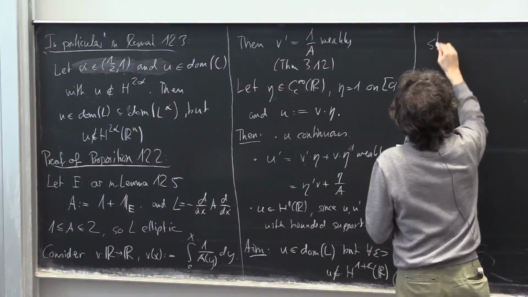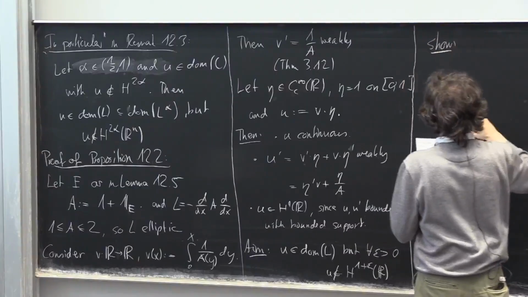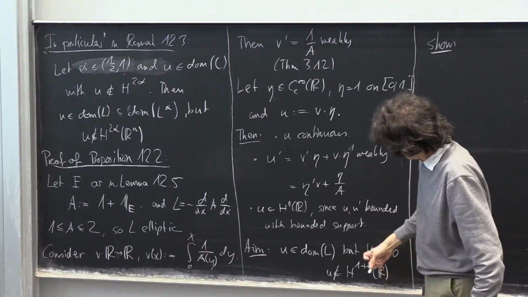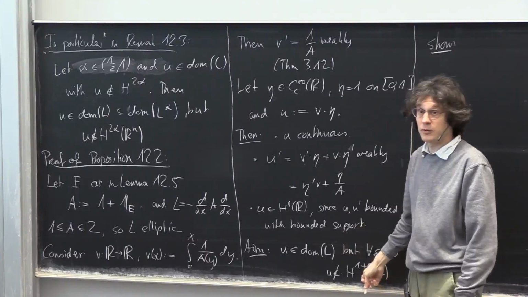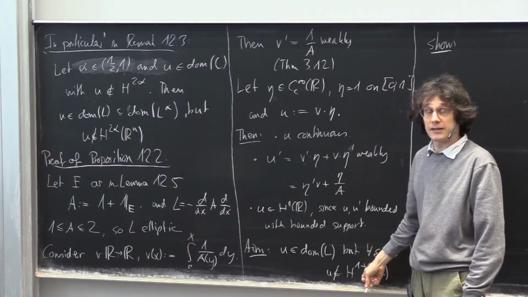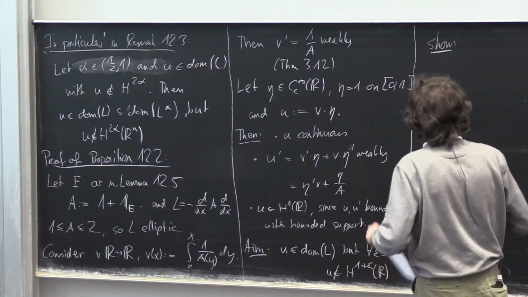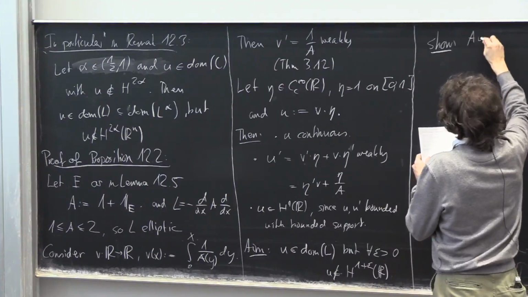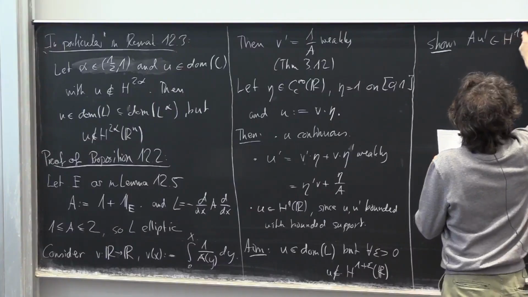And what we have to show to get this, or no, we have to prove two things. So we have to prove that U is in the domain and that U is not in any such space. Okay, so to prove that U is in the domain, we show that A applied to U prime is in H1.